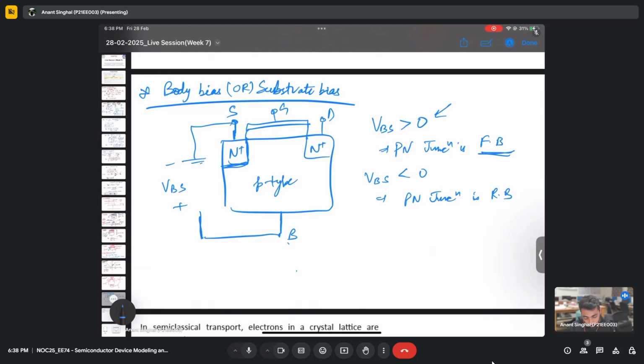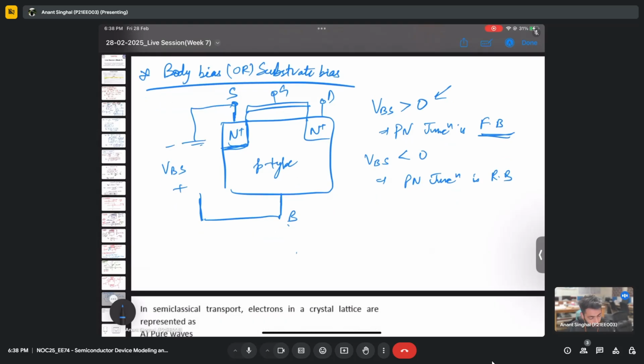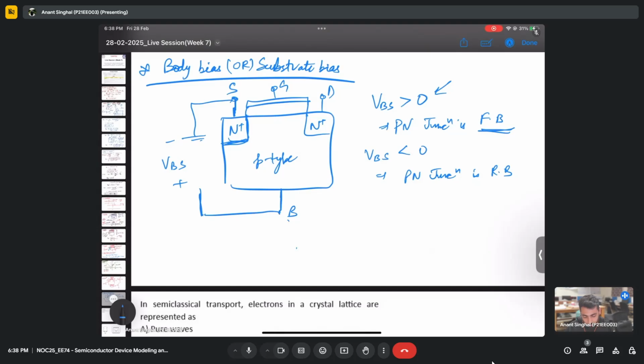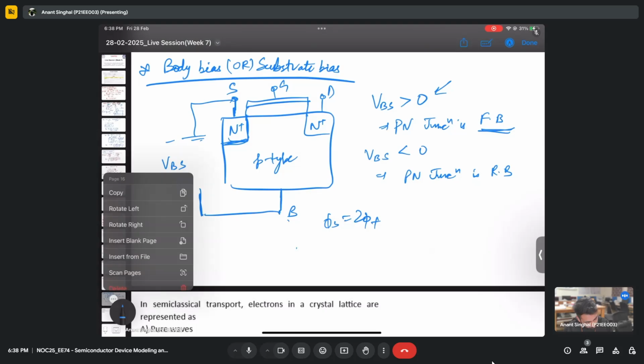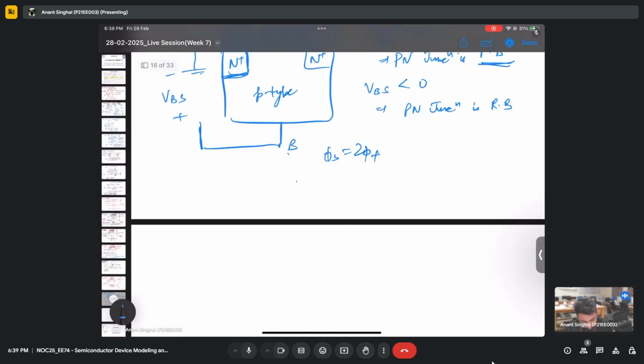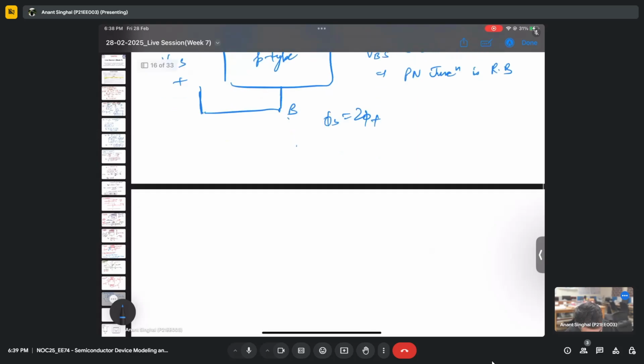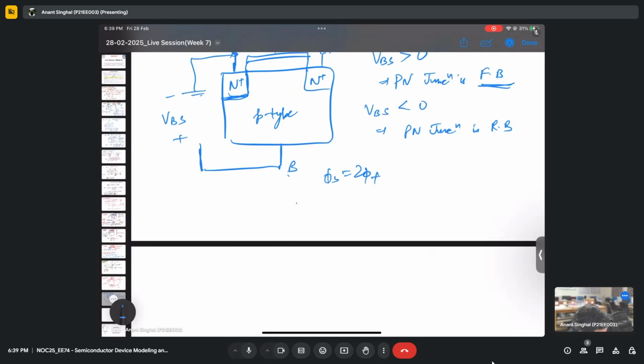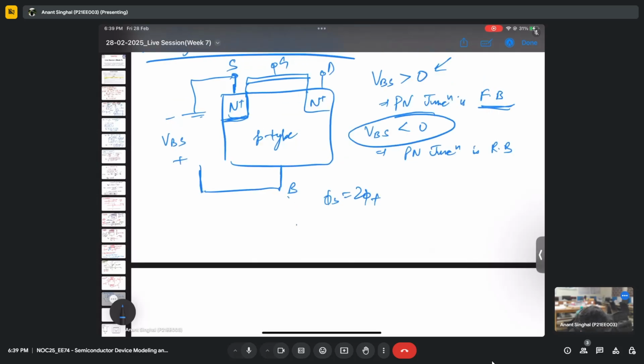What we have seen in general is that VBS is always 0, and to achieve inversion we have phi S as 2 phi F. This is what we were doing till now. But what if we apply a certain bias? If you are applying a reverse bias to a PN junction, that is this case, VBS is less than 0, or I can write this as VSB greater than 0. These two are the same things.